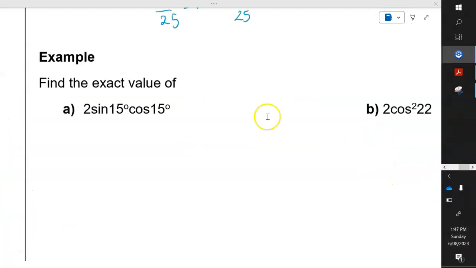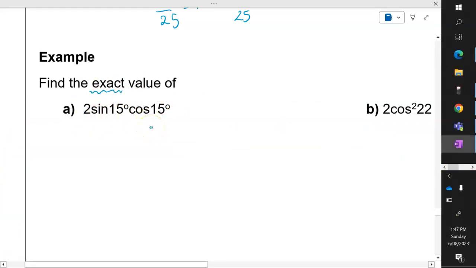Okay, here's our next example. It says find the exact value of 2 sine 15 cos 15. And it does say exact. So you're thinking, okay, what can I do there? You're going to need to practice these a lot to recognize what our rules are. And that should look a little bit similar to something we've seen above. 2 sine a cos of a.